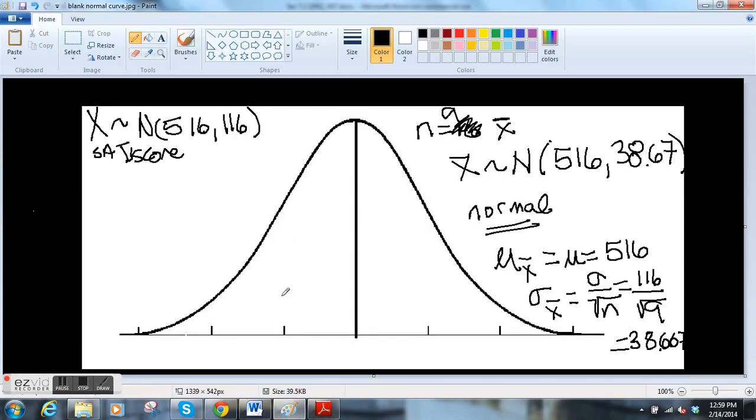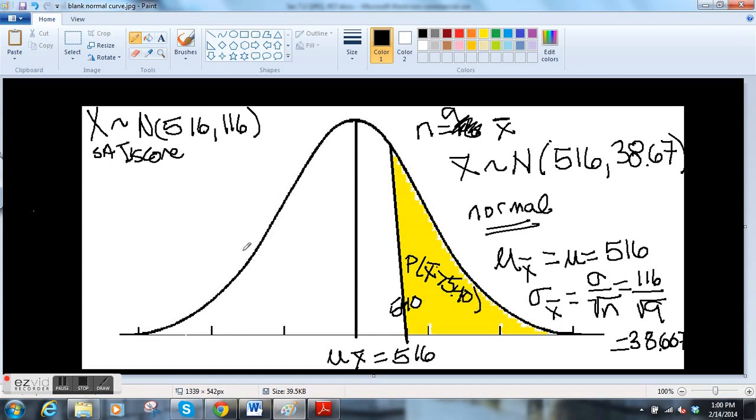Go to our picture. So here's the mean. Mu of X bar, the middle of these distributions, is 516. So let's just put 540 about here. So we want the probability of everything, sorry about that line, you guys, everything bigger than that, this side. So that's going to be the probability that X bar is greater than 540.